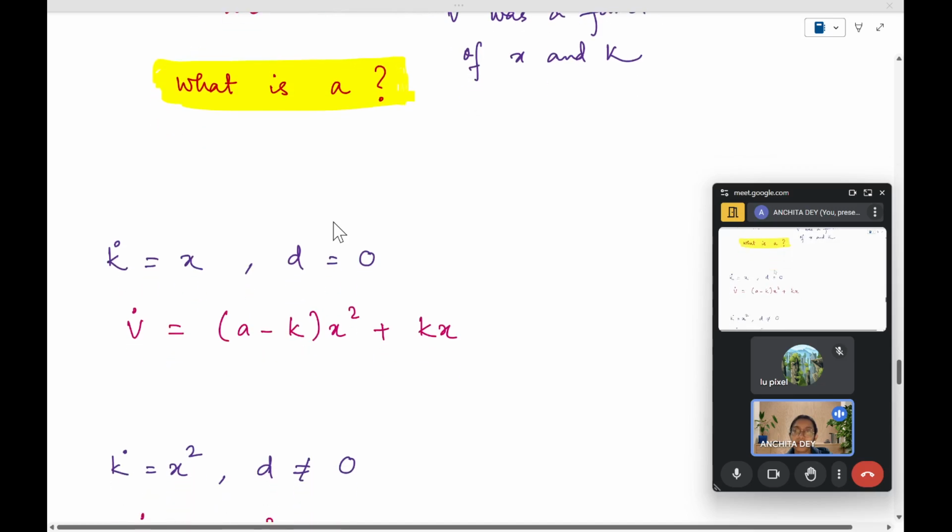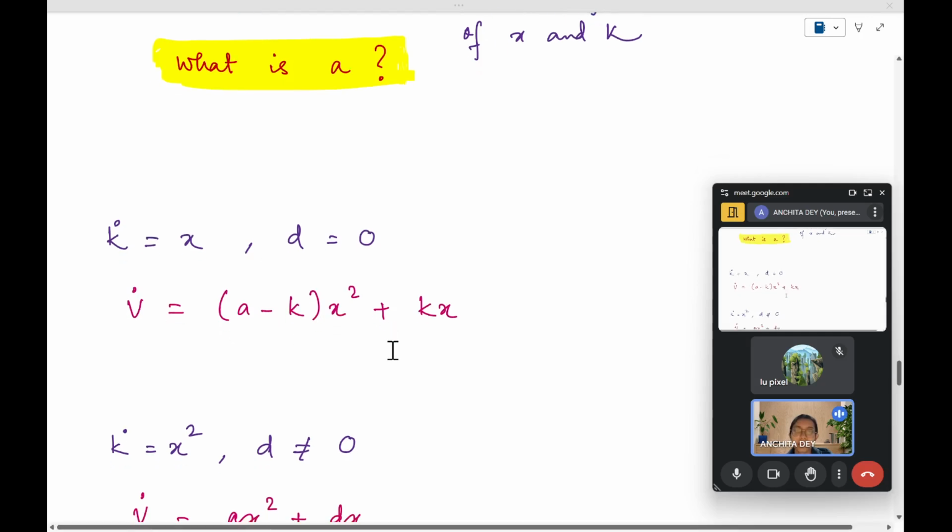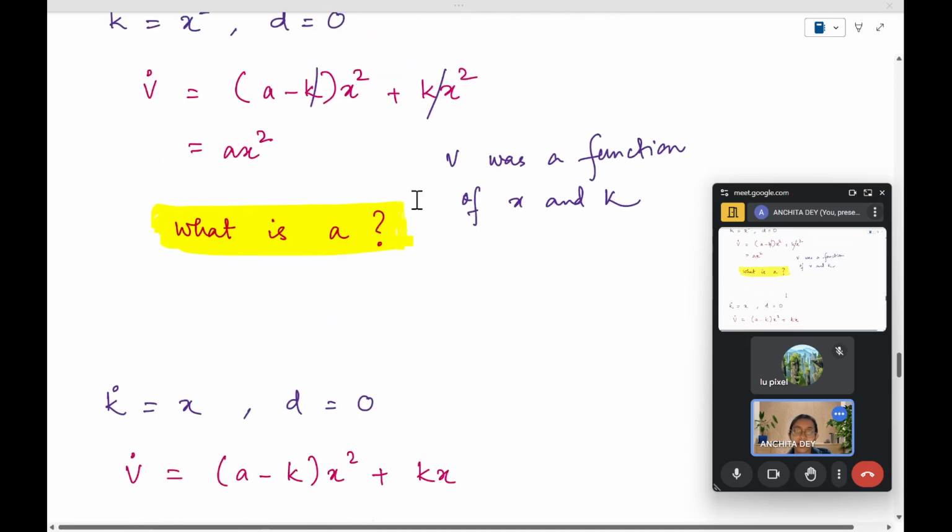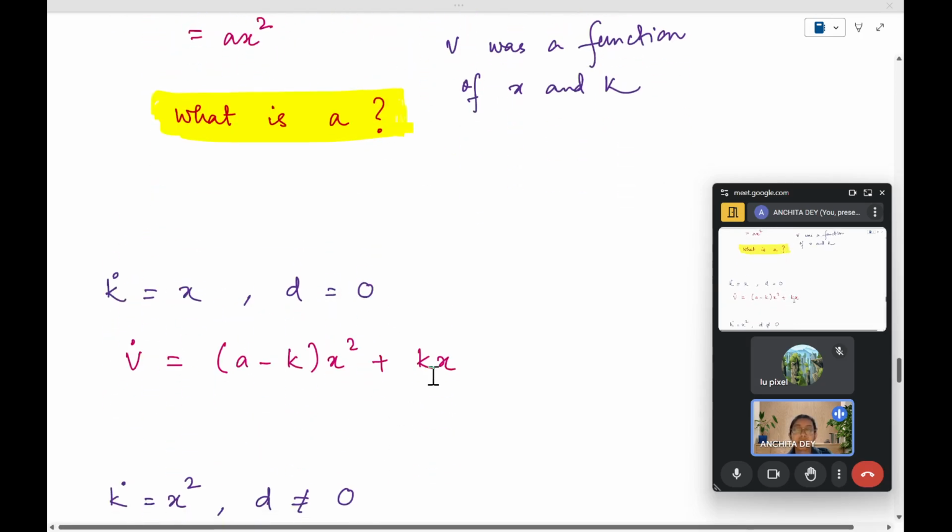Let's now see the next case. We have k dot equal to x and d equal to 0. Now if you place the same thing here, we have v dot to be (a minus k)x square plus kx instead of k. Earlier we had this kx square thing here, right? So that means now you can't even cancel anything, and you still have no idea about what a is. So basically you do not know what the structure of v dot is, whether it's going to be negative, negative semi-definite or negative definite. So this is an even worse scenario to do any analysis.